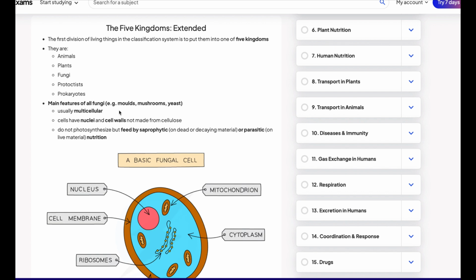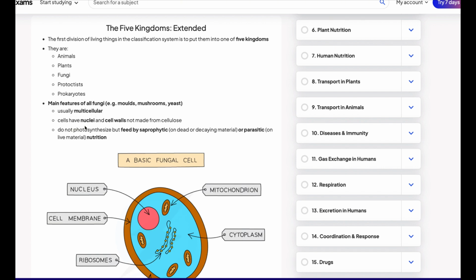Now, the main features of fungi include the mold and the mushroom and yeast. So a good example that you can give for fungi is the mold, the mushroom, and the yeast. Usually they are multicellular. So when you see a unicellular organism, it's not a fungus. So these are the features there. The main feature is that they are usually multicellular, right?